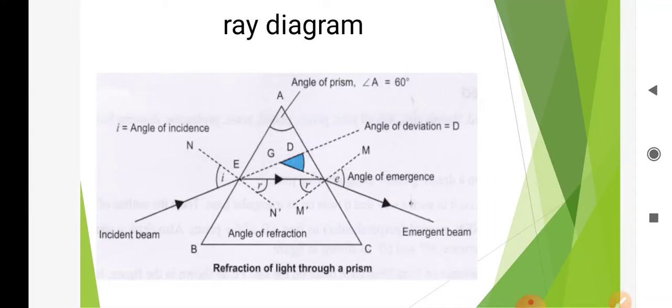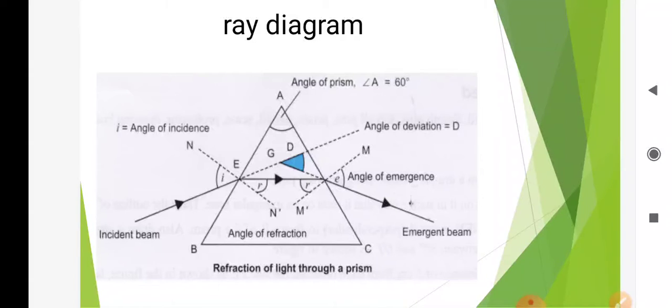Now this refraction is taking place inside the prism, and when the beam strikes the opposite lateral face of the prism, it will emerge out from that prism, but in such a way that a certain deviation takes place between these 2 rays. Now how will you find out the angle of deviation? That means how much deviation takes place.